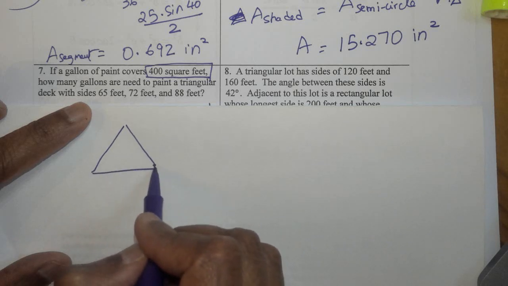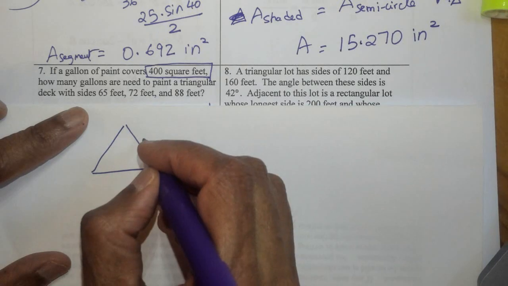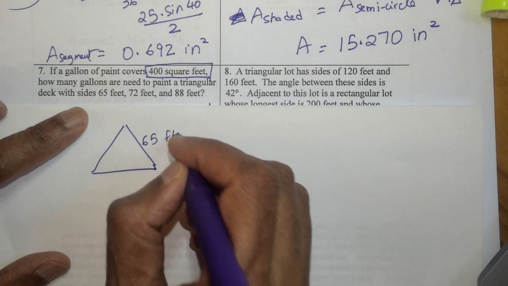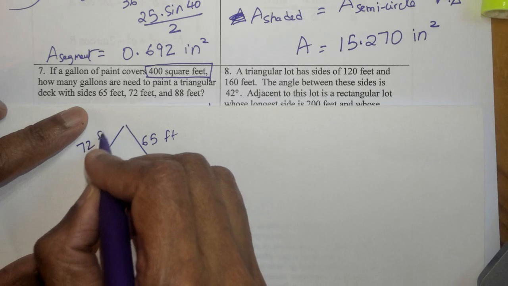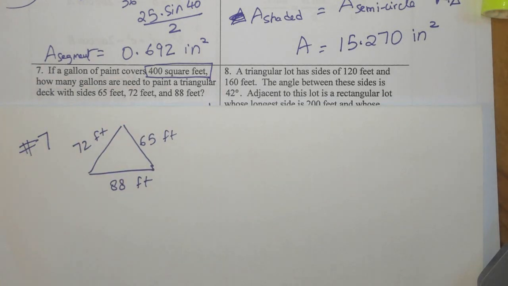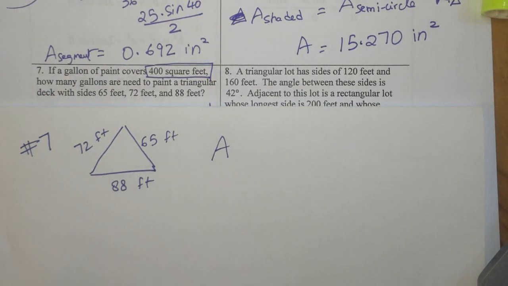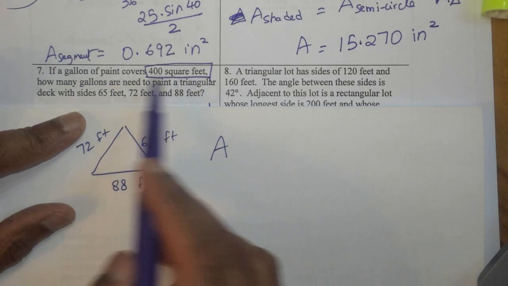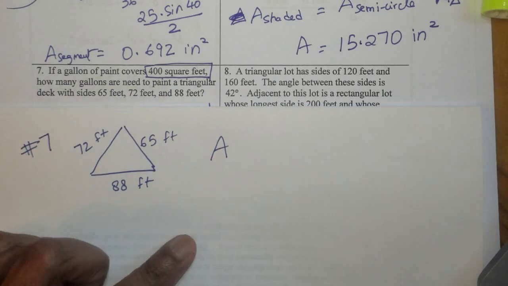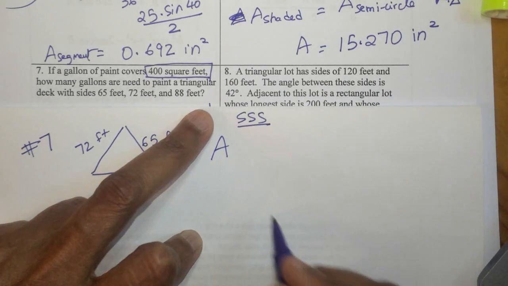So this is a triangle, and we're saying it's a deck, and the sides of the triangle are 65 feet, 72 feet, and 88 feet. How many gallons of paint do I need to paint this deck? So what do I need to find? I need to find the area. Everybody agrees? If I know the area, I can find out how many gallons of paint I need. So which formula will we use? Because this is SSS, I'll use Heron's formula.